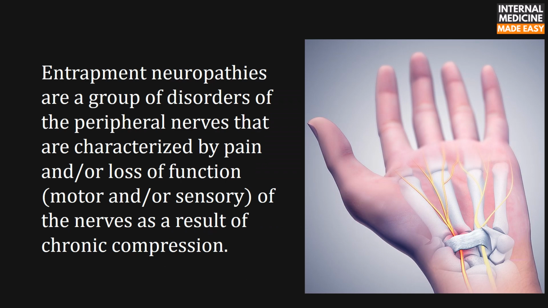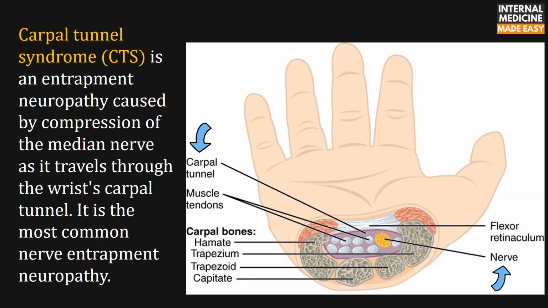Entrapment neuropathies are a group of disorders of the peripheral nerves that are characterized by pain and/or loss of function of the nerves as a result of chronic compression. Carpal tunnel syndrome is an entrapment neuropathy caused by compression of the median nerve as it travels through the wrist's carpal tunnel. It is the most common nerve entrapment neuropathy.